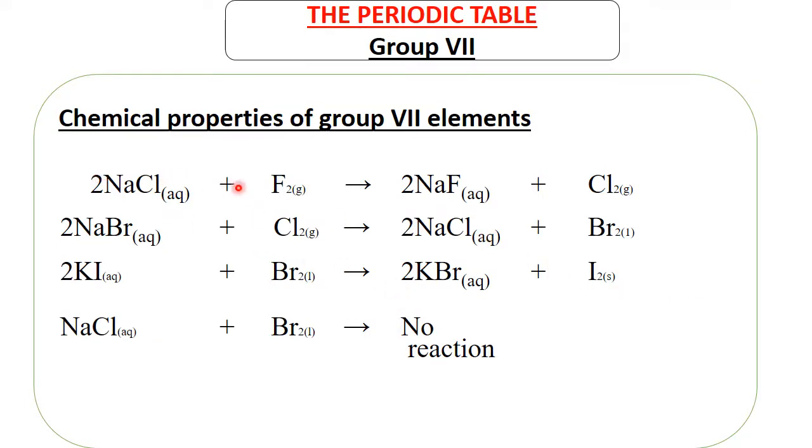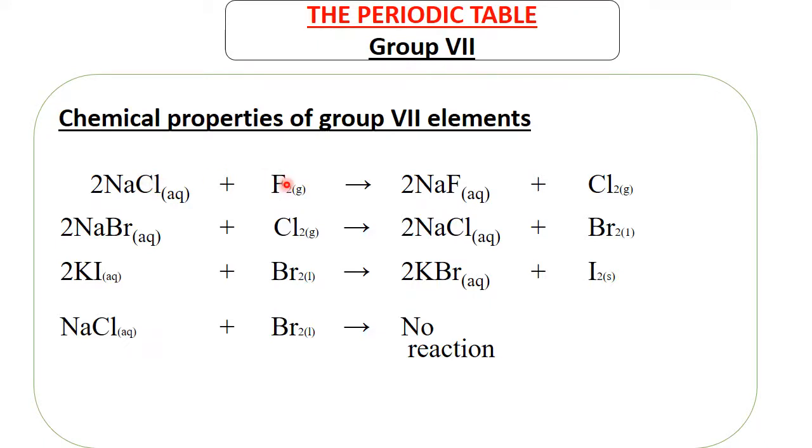Start with this one. We have a salt here, which is an aqueous solution. In this salt, we have chlorine and we've got sodium. When this aqueous salt solution reacts with fluorine, if fluorine is more reactive than chlorine, then this chlorine is going to be removed. Fluorine is going to take the place of chlorine. Fluorine is going to act like a big boss and it's going to chase away chlorine.